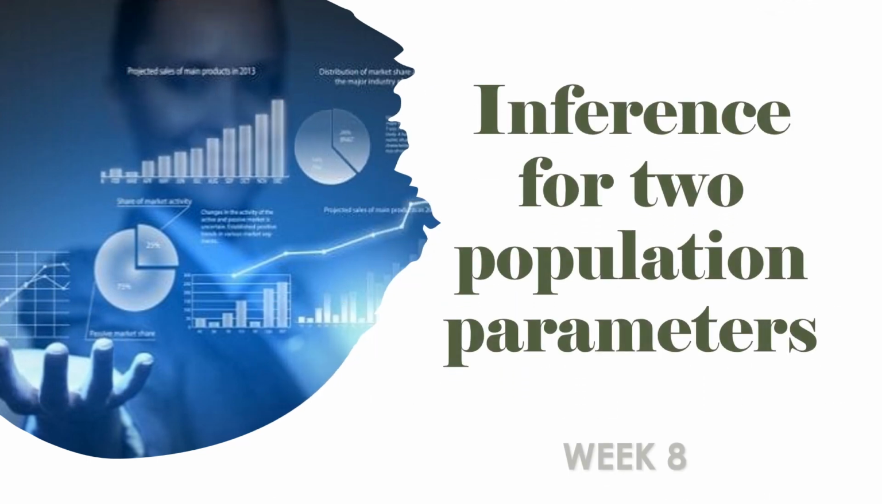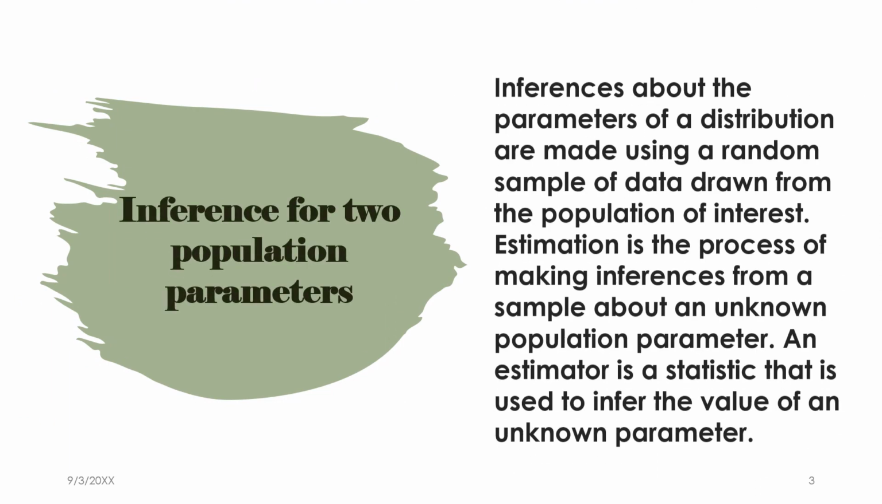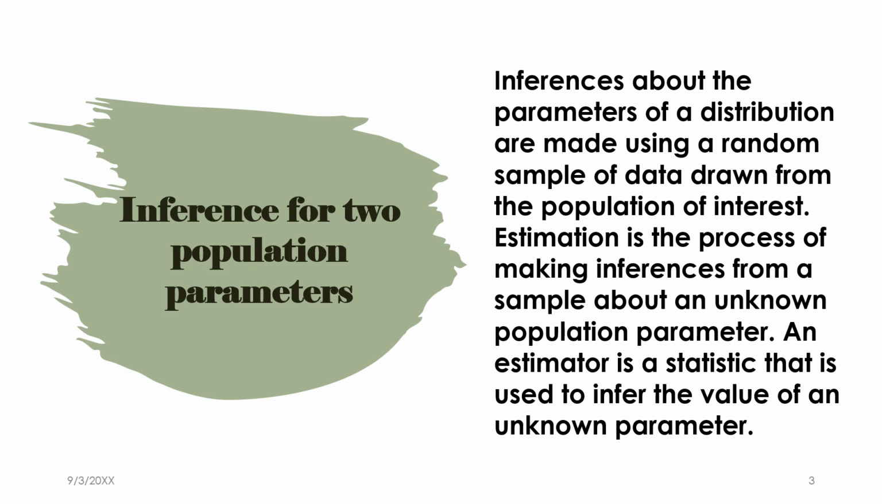Inference for two population parameters, week 8. Inference about the parameters of a distribution is made using a random sample of data drawn from the population of interest. Estimation is the process of making inference from a sample about an unknown population parameter. An estimator is a statistic that is used to infer the value of an unknown parameter.